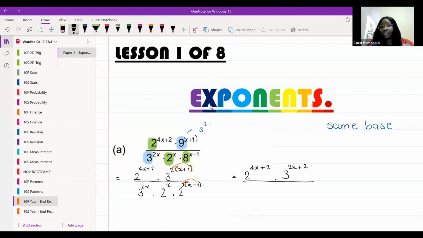And then on the bottom, we're going to get 3 to the power of 2x multiplied by 2 to the power of x multiplied by 3 to the power of 3x minus 3. Right. That's what we're going to get.